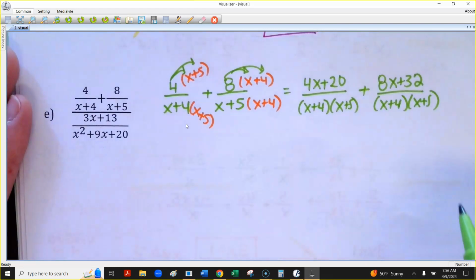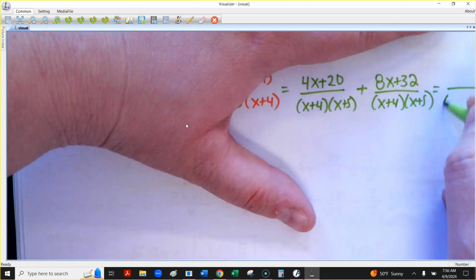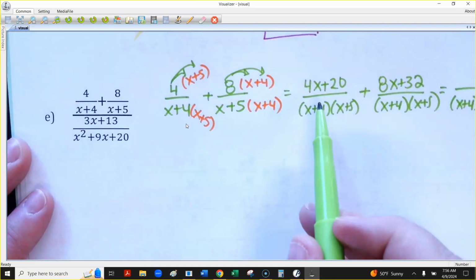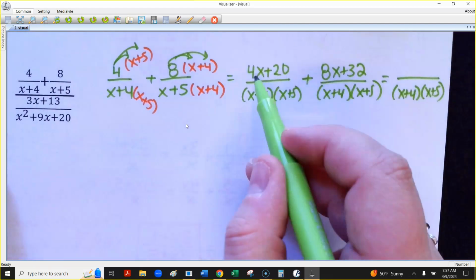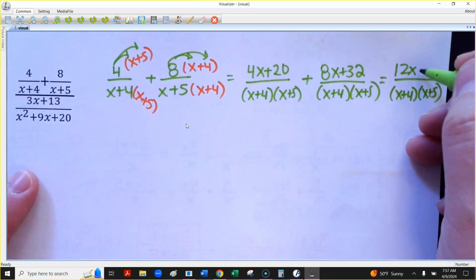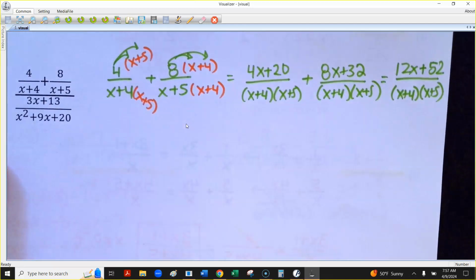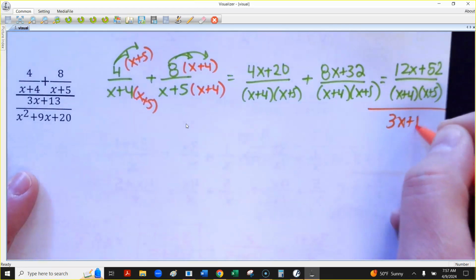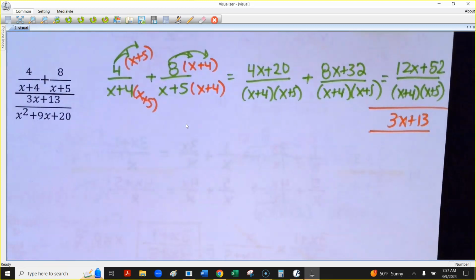And if we actually add them together, the bottom is going to stay x plus 4, x plus 5. And across the top, just combine like terms. I'm totally off the page, guys, I'm sorry. So 4x and 8x, you get 12x. And 20 and 32 is going to give you 52. Now, the bottom of that fraction, which I haven't even looked at at all, you have 3x plus 13, which you can't do anything with. The bottom, though, is x squared plus 9x plus 20.